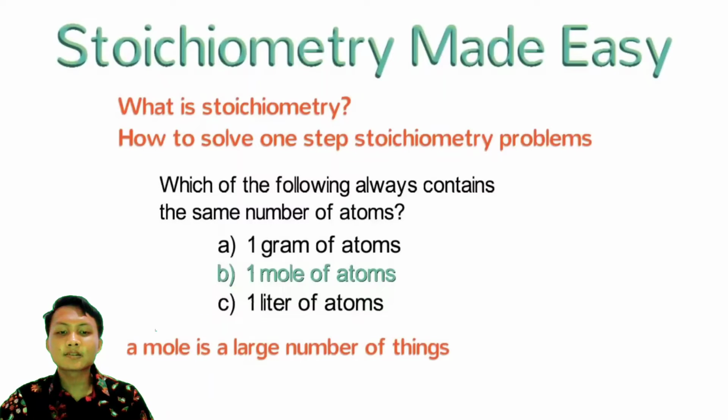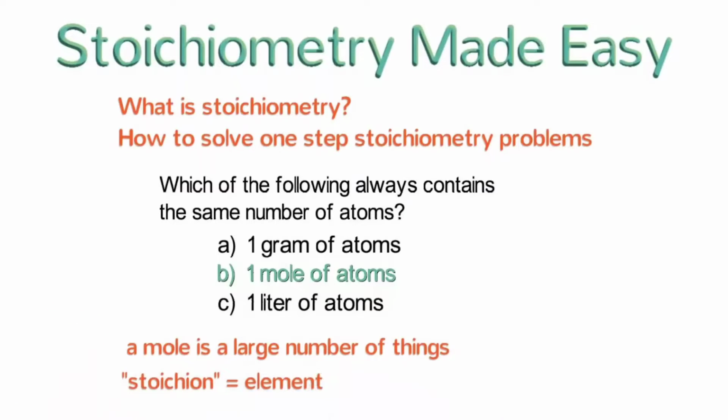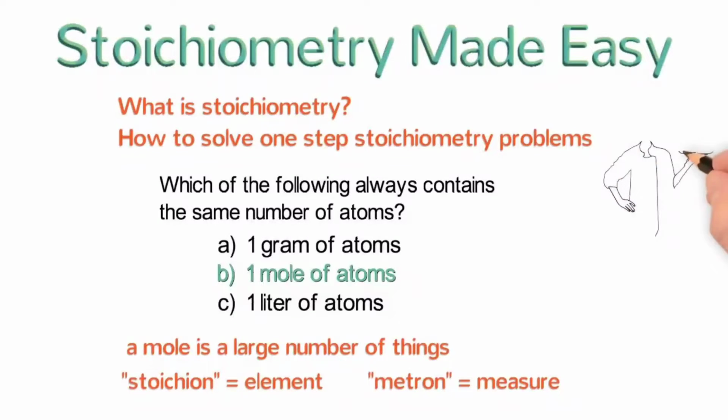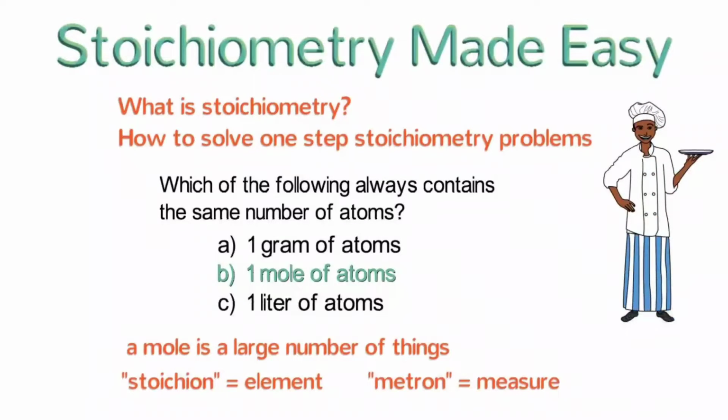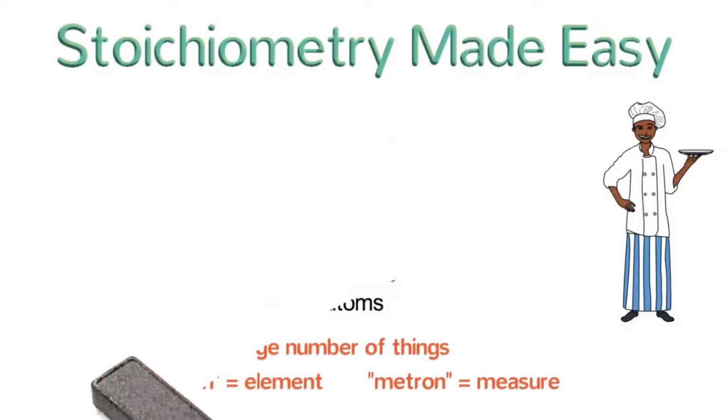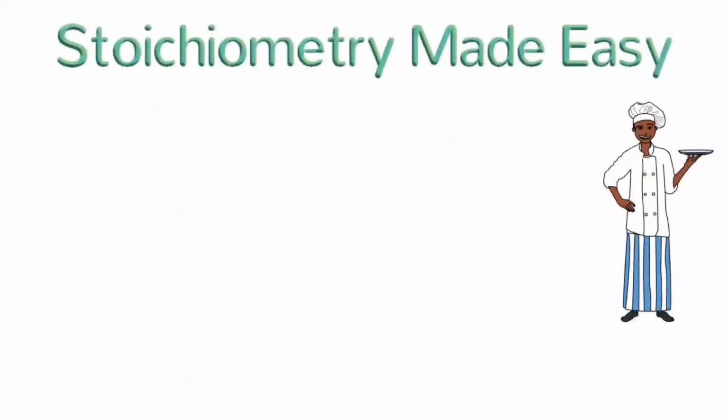Remember that just like a dozen is 12 things, a mole is simply a very large number of things, and because the mole refers to number of things, we use it when we do stoichiometry. So what in the world is stoichiometry? The word comes from two Greek roots, stoichion, which means element, and metron, which means measure. Basically, stoichiometry is a scientist's way of measuring elements and other chemicals in a chemical reaction.